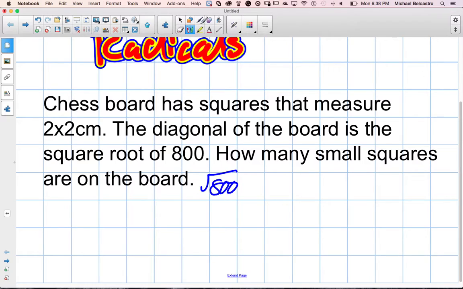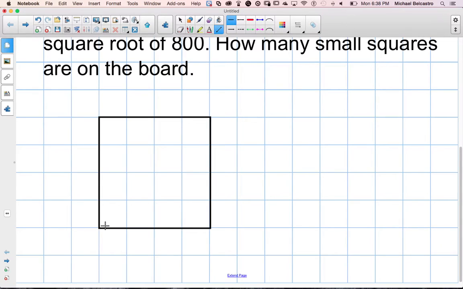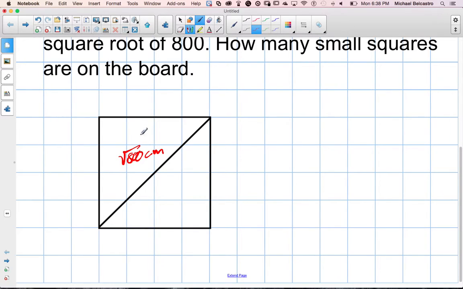So let's try to give ourselves a visual if we can. Pull out a square. Chessboards are squares, so we know some information about squares. They've told us that the diagonal across is the root of 800 centimeters. They want to know how many squares are on the board, but in order to do that, we want to find out how many there are in terms of a length and a width, because then we can just multiply the length times the width to figure out how many squares.